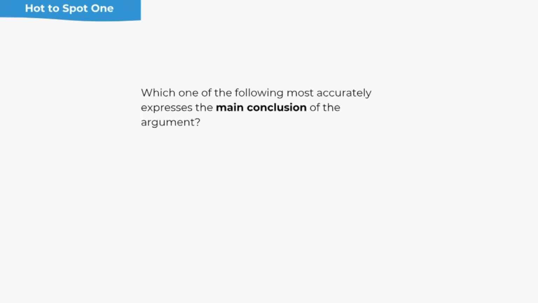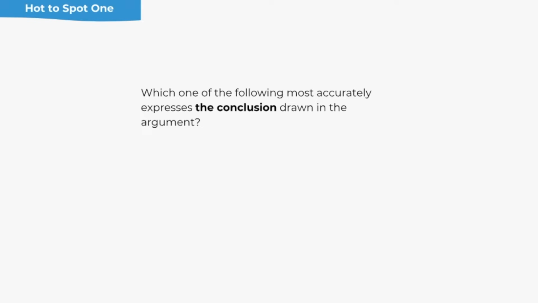And it's actually pretty straightforward. In the question stem itself, you're looking for language like main conclusion, main point. In this case, which one of the following most accurately expresses the main conclusion of the argument? If you see main or primary conclusion, it means the same thing.